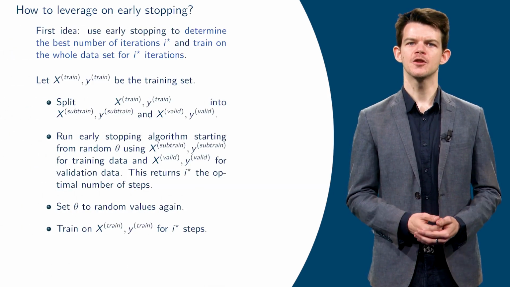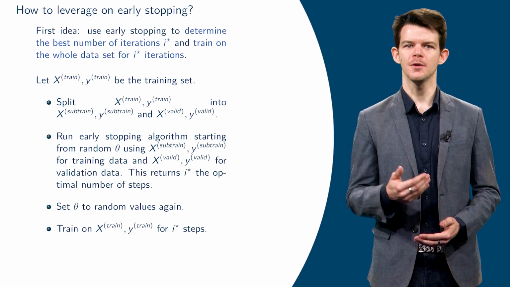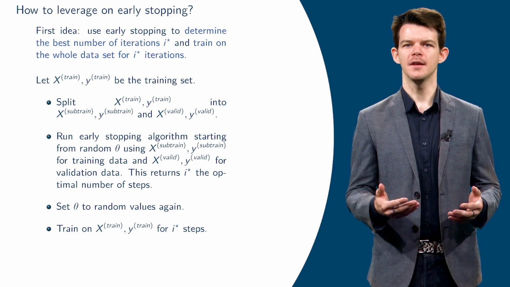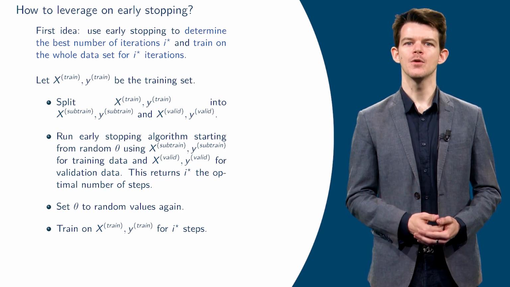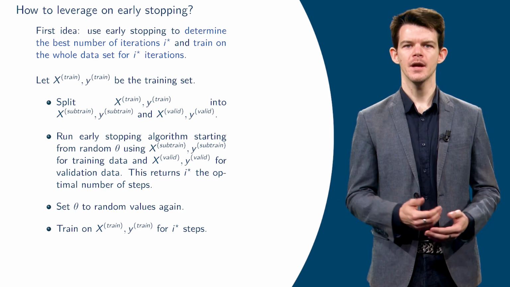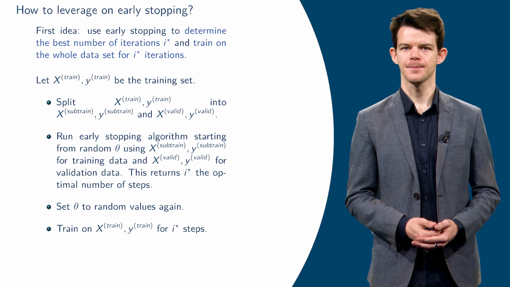The first one is described here and consists in using the optimal number of iterations found with early stopping. More specifically, you use a subpart of the dataset to determine the best number of iterations and then you train it on the whole dataset during the number of iterations you found. In this way, you make use of the full dataset to determine the best parameters.